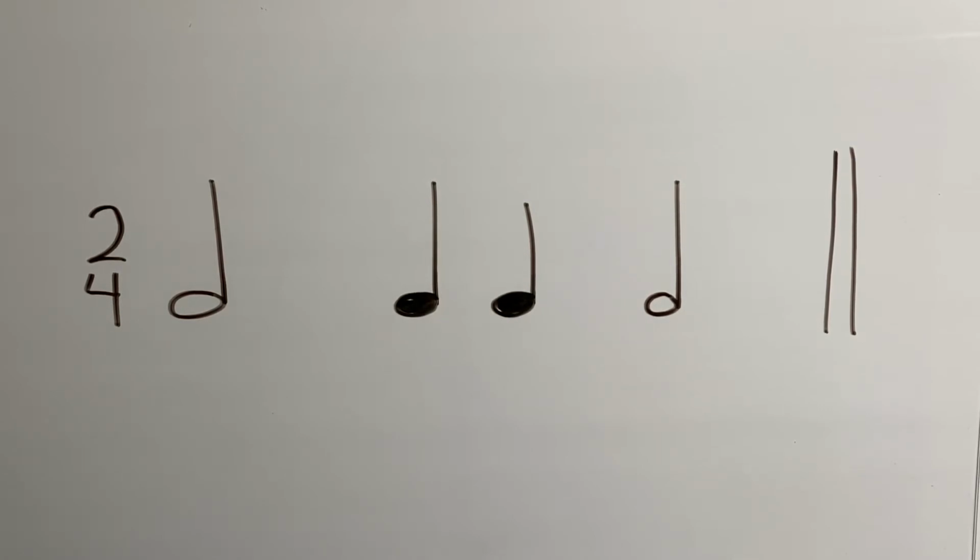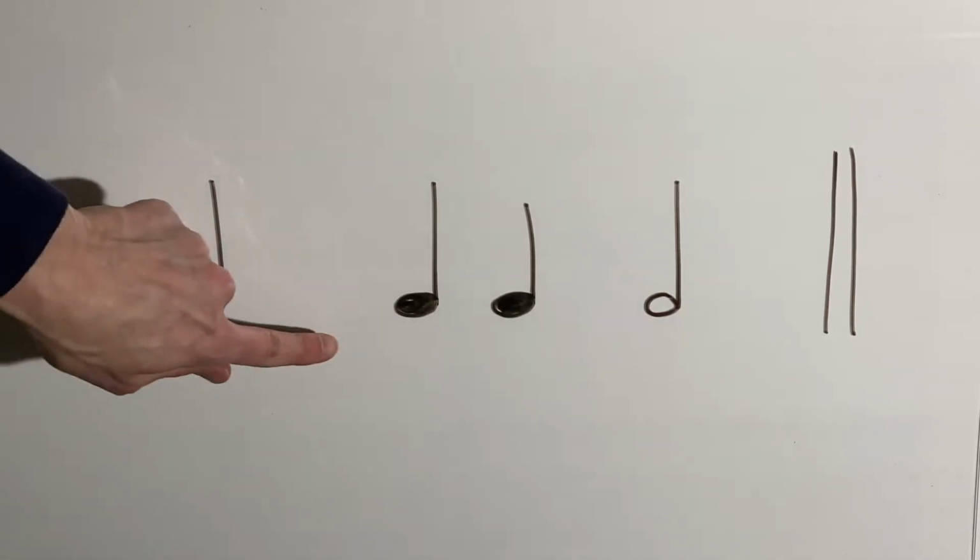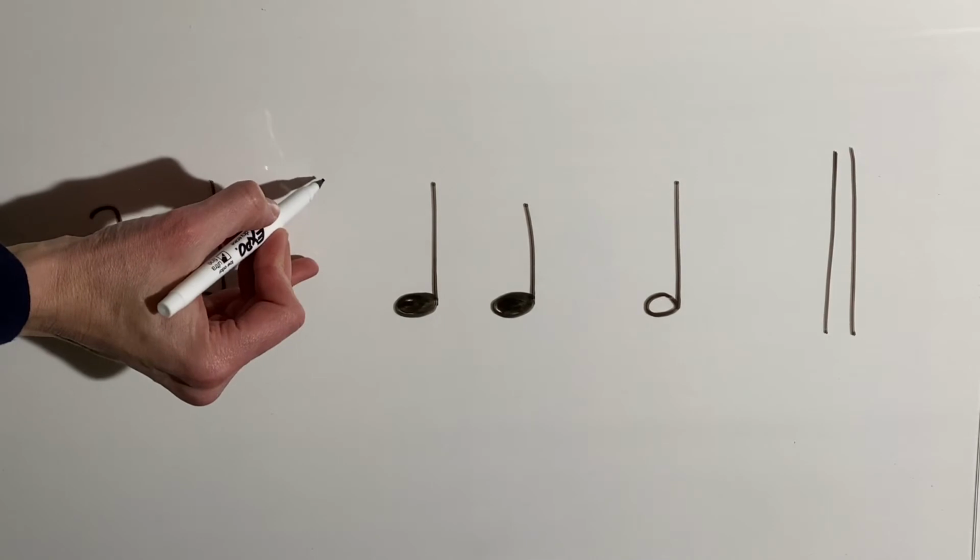Something is missing. Can you figure out what's missing? You're right, the bar lines are missing. So here's the deal. Sometimes they'll give you examples like this, and you have to figure out how many counts fill each measure, and then you have to draw bar lines in yourself. So if we look here, we're in 2, 4, 2 counts in a measure. I have a half note. How many counts does a half note get? It gets 2, so I'm going to go 1, 2, that fills my measure, and then I want to do a bar line.